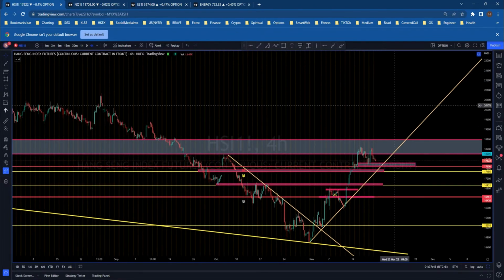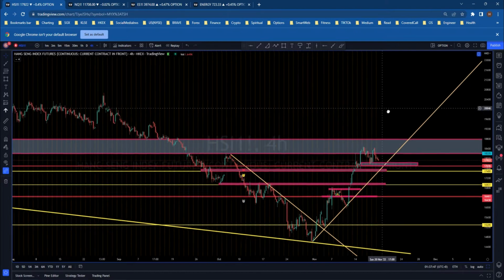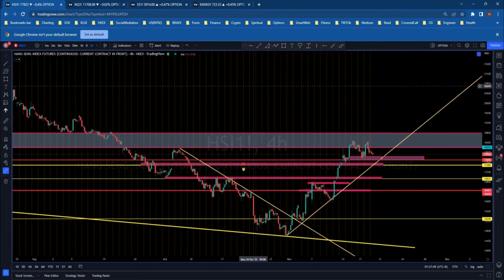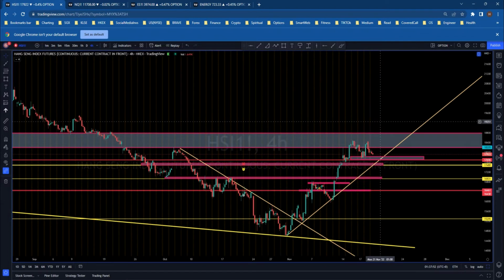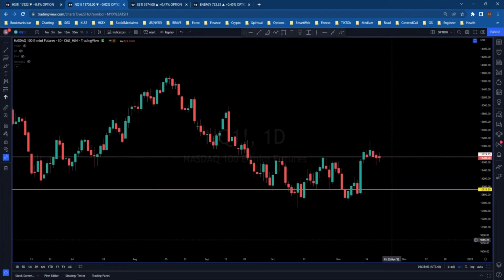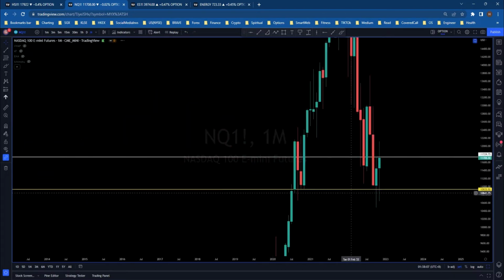So you don't have to worry about HSI. At this point this is a very good pattern for an uptrend, so you don't have to worry much. Yet, with any bad news breaking this support, as I mentioned, it would go all the way down. So let's move on to NQ. NQ is pretty much the same, but let's move on to the monthly chart first.